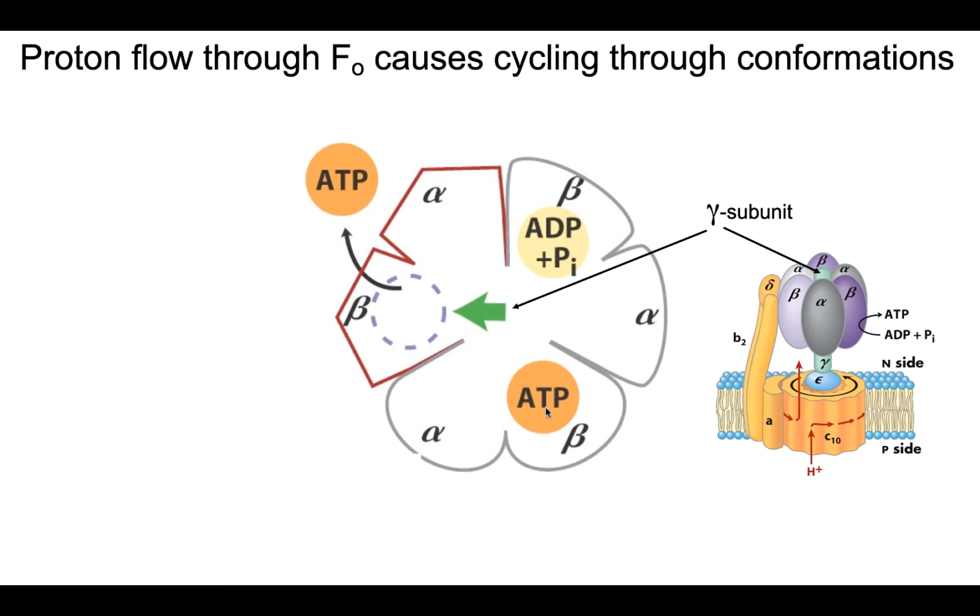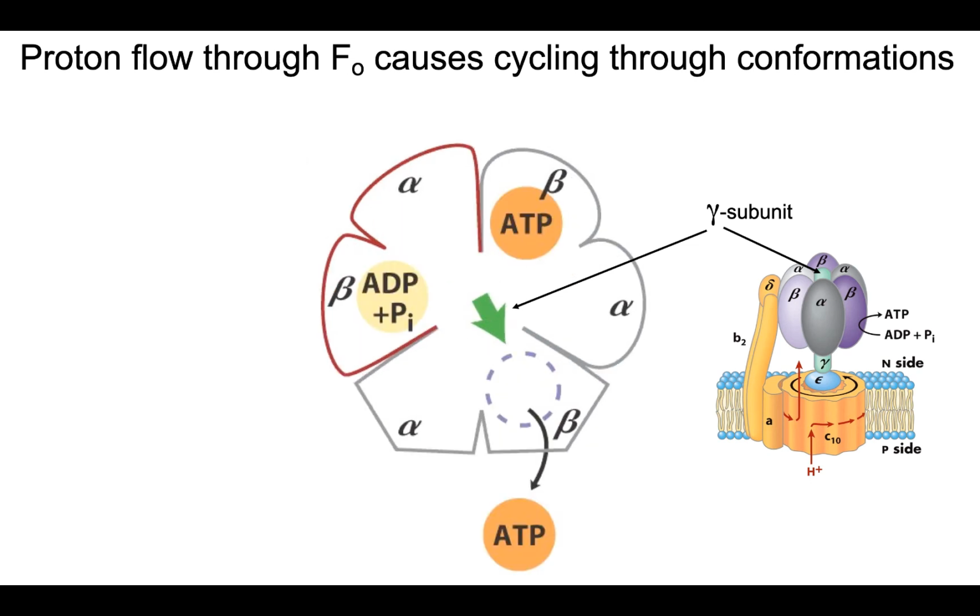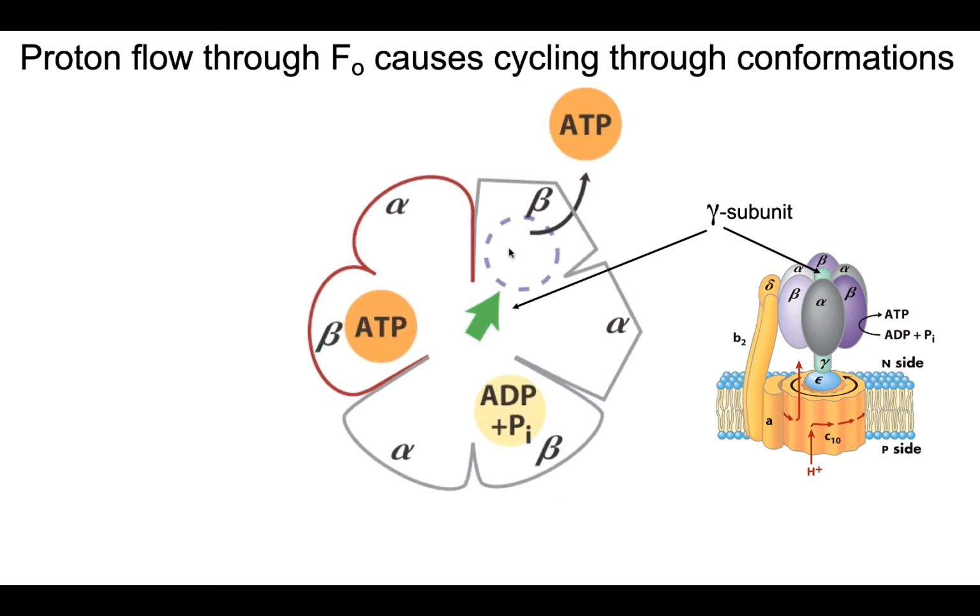And that's always going to happen. When it points to this next one, it's now in the open, the empty conformation, so it releases the ATP. The other one now has become the ATP conformation, and the one that was just emptied is now in the ADP conformation. So then protons move through, down their concentration gradient, through C10, spinning our gamma subunit, so that now that arrow is going to be facing the next beta subunit.